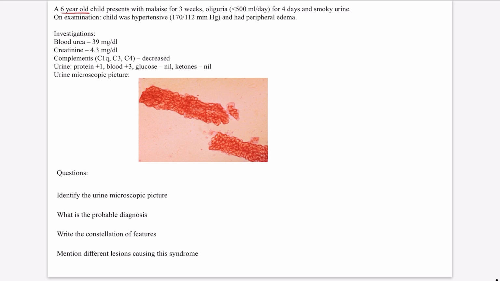A 6-year-old child presents with malaise for 3 weeks, oliguria, urine output less than 500 ml per day for 4 days, and smoky urine. On examination, the child was hypertensive, that is 170 by 112 mm Hg, and had peripheral edema. Investigations show blood urea 39 mg per deciliter. The normal urea range in the pediatric age group under 17 years is 5 to 18, and creatinine 4.3 mg per deciliter, the normal value ranging from 0.3 to 0.7.